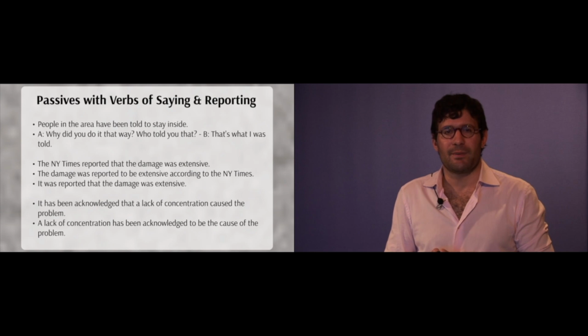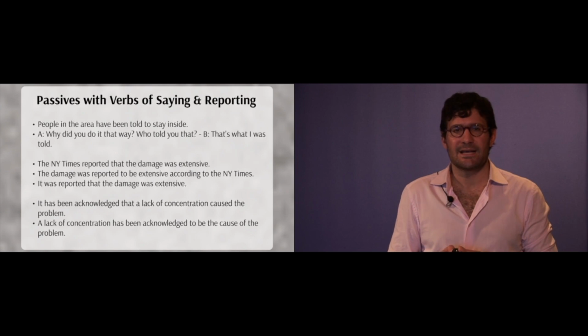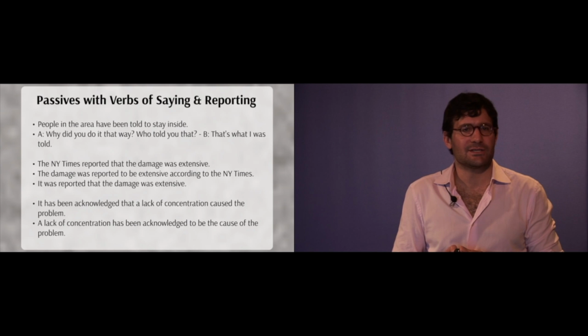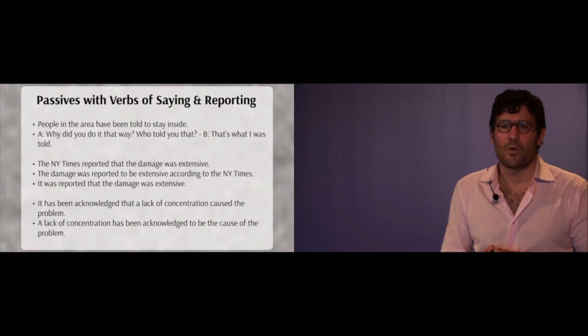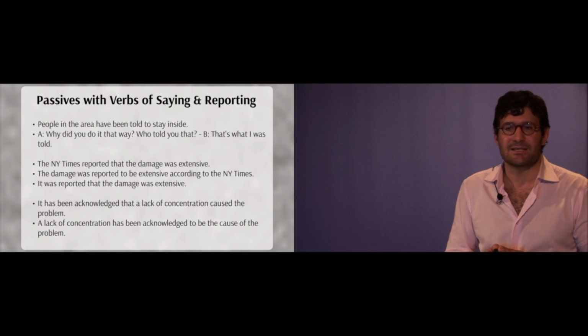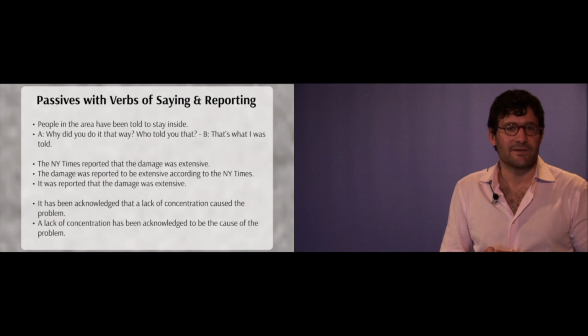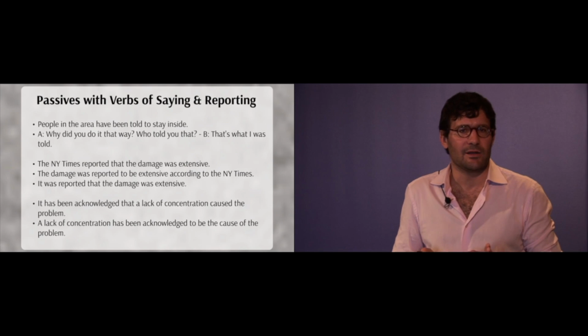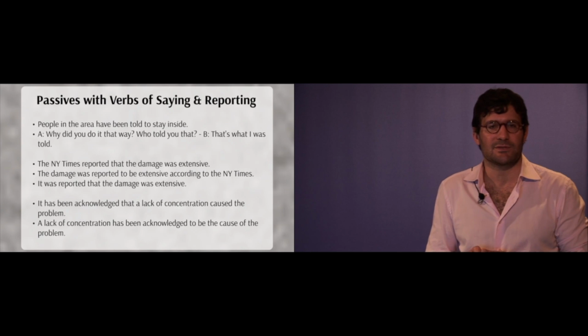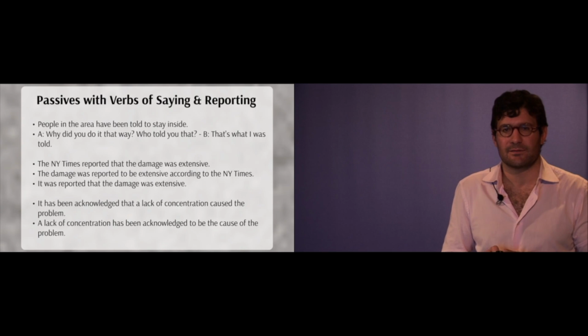Let's take a look at the third batch of sentences. It has been acknowledged that a lack of concentration caused the problem, or a lack of concentration has been acknowledged to be the cause of the problem. So we have a passive structure there with acknowledge. And we use that passive structure if the agent either isn't important or if it's people in general, right? People acknowledge, or everybody acknowledges, that a lack of concentration causes the problem. So we can omit that subject, right? We can use a passive construction there.